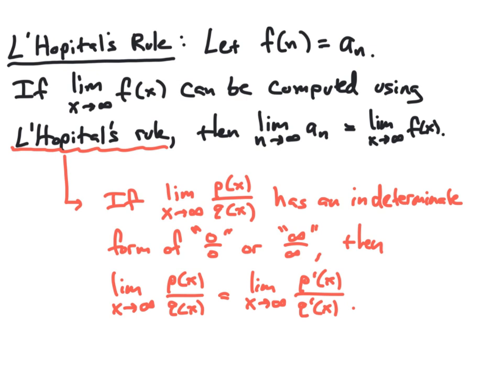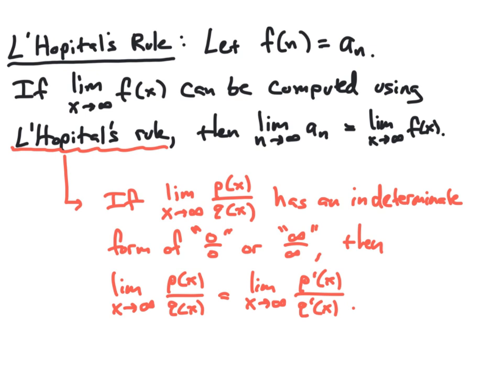Two quick reminders about L'Hopital's rule. The first is that we must have one of these indeterminate forms, either 0 over 0 or infinity over infinity, in order to use it. If we don't have one of these forms and we use this rule, then we could very well and most likely will get an incorrect value.